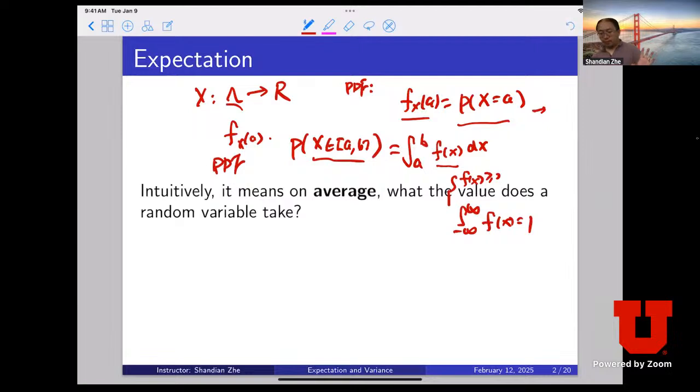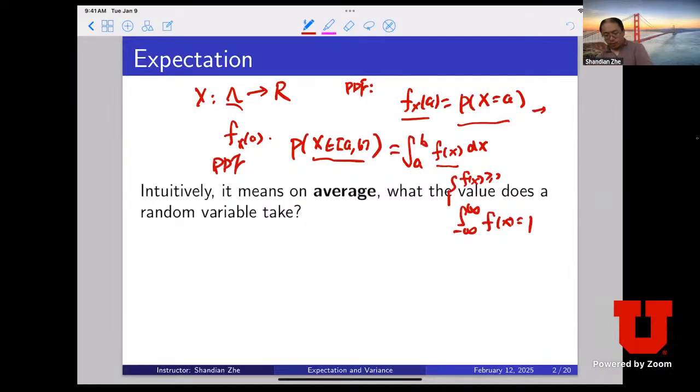If you still feel uncomfortable about this definition, that's totally understandable. I was confused about this concept when I was an undergrad student as well. You just memorize that. That's the way the mathematicians developed and invented this concept. Okay, so that's the PDF.